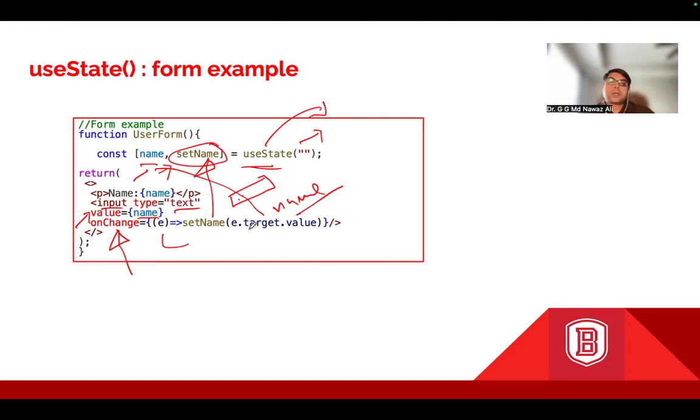The name will be updated by target.value. So what is the target? The event is the change, and the target is the input. Whatever the input value is will be assigned to name. So the value is registered to the name, and when a change event happens, you assign the updated value to the name. If the name is updating, then your text field will also be updated. That's an interesting example.